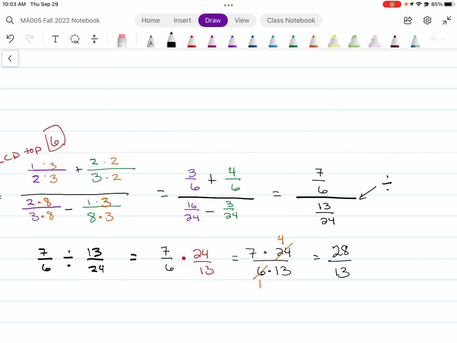Now, if it wants mixed numbers, you're going to change this to how many times is 13 going to 28? 2. 2 times 13 is 26. What's left over? 2 13ths. Okay, so those are my answers.